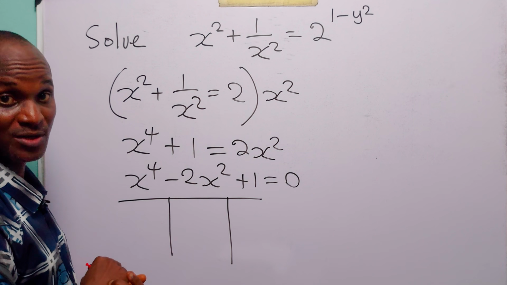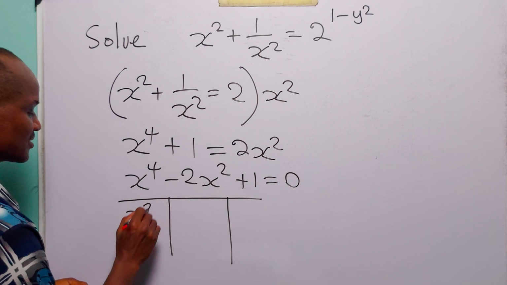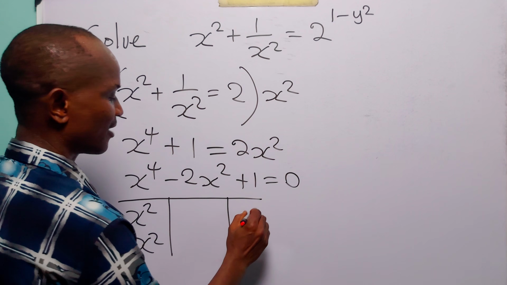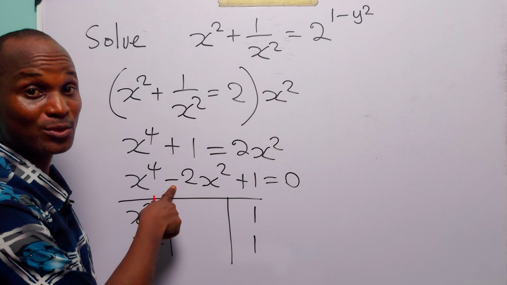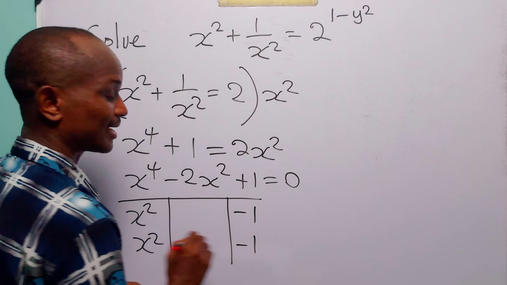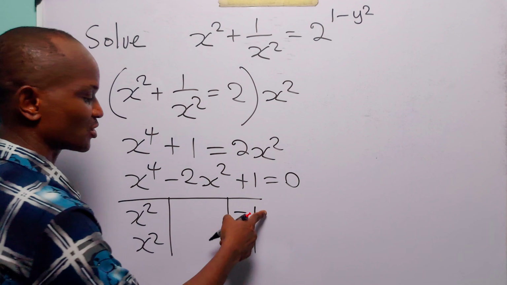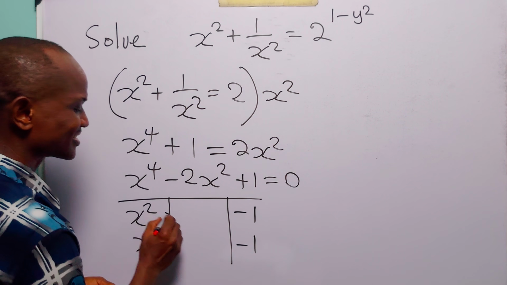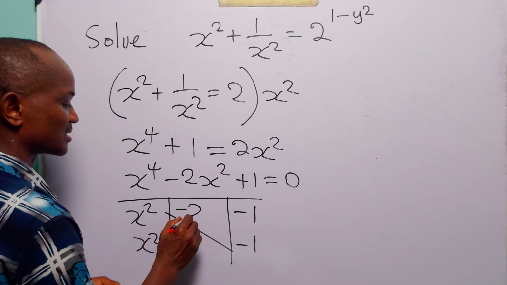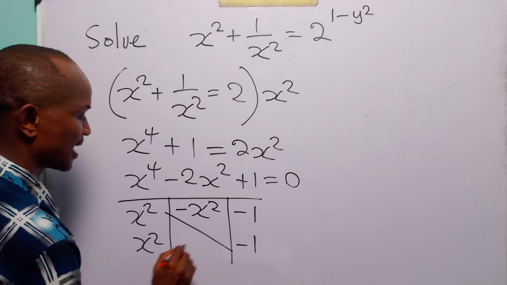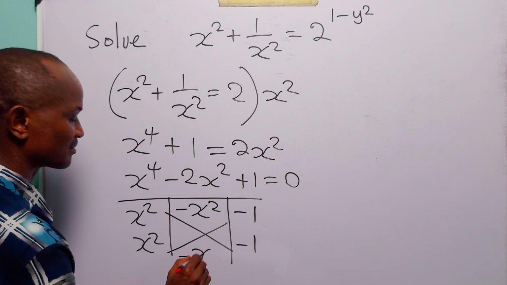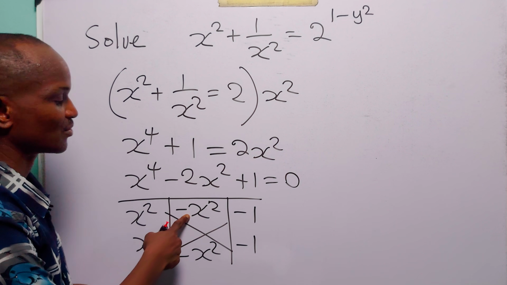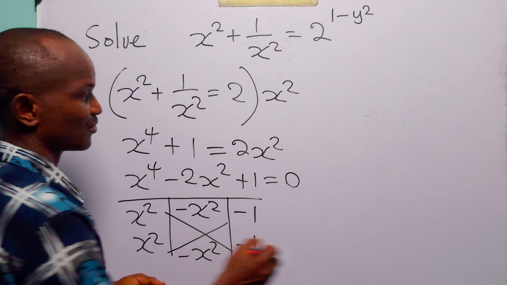What are the factors of x raised to power 4? Of course, we have x squared and x squared. What are the factors of 1? We have 1 and 1. Now, since the middle term is negative, let this be minus 1 and let that be minus 1. Because of course, minus 1 times minus 1 is still going to give us plus 1. Now, x squared times minus 1 is going to give us minus x squared. X squared times minus 1 is going to give us minus x squared. And of course, minus x squared minus x squared is going to give us minus 2x squared.